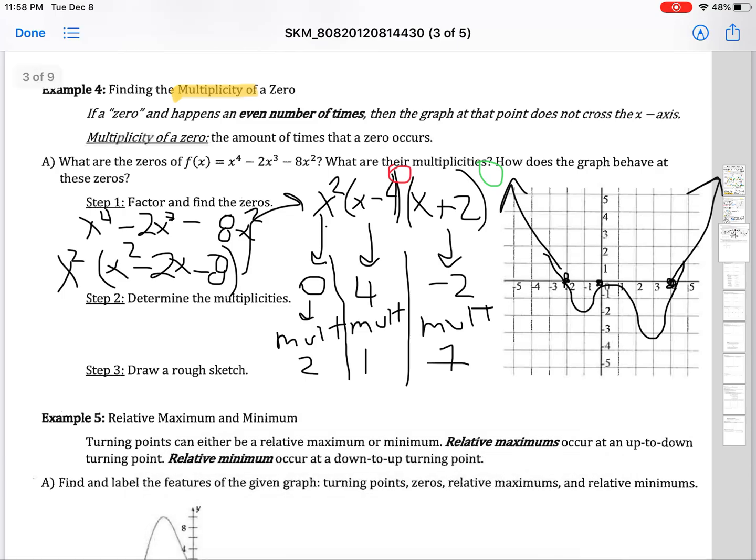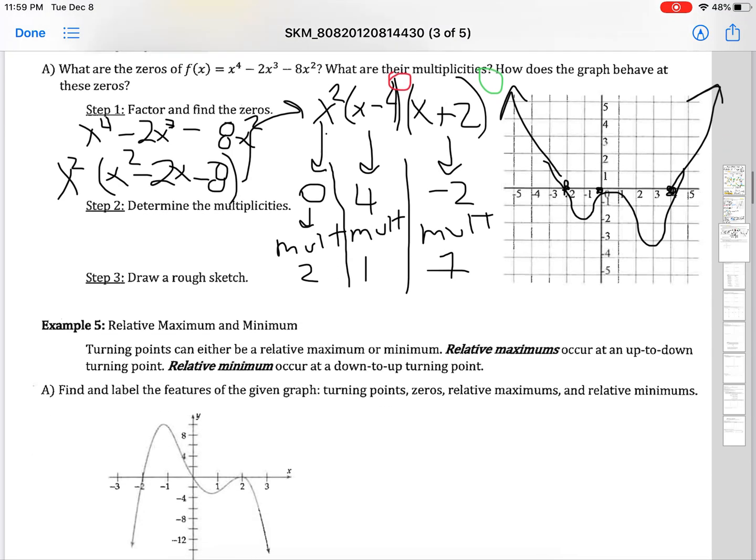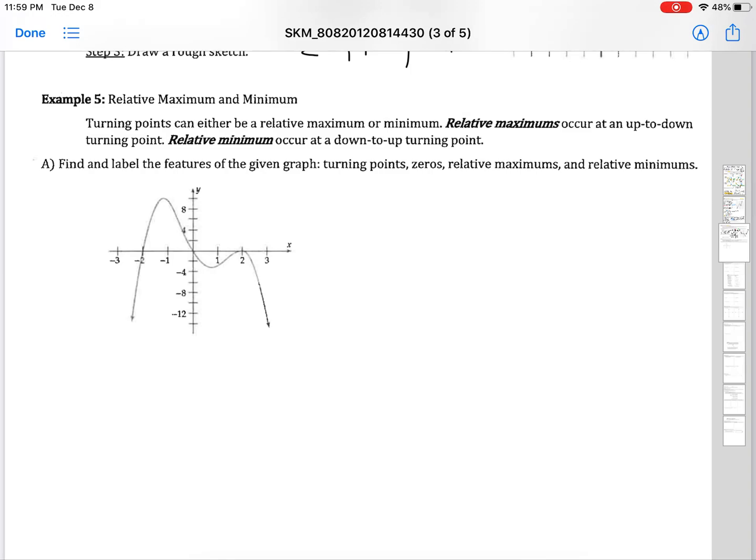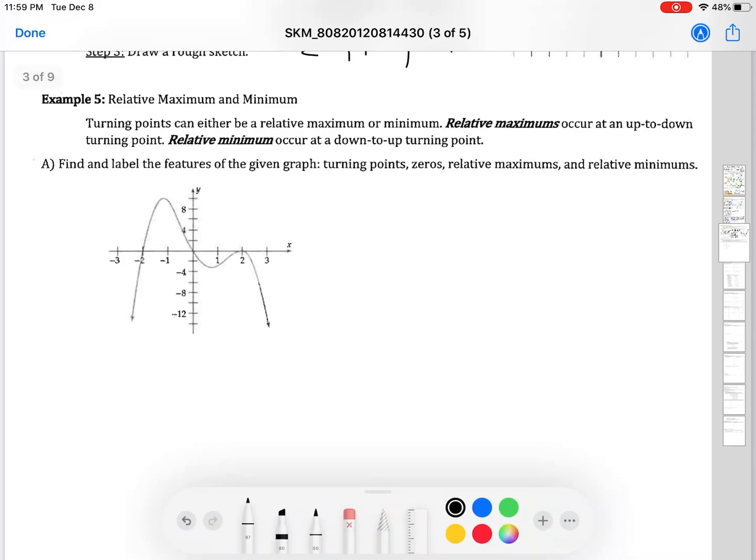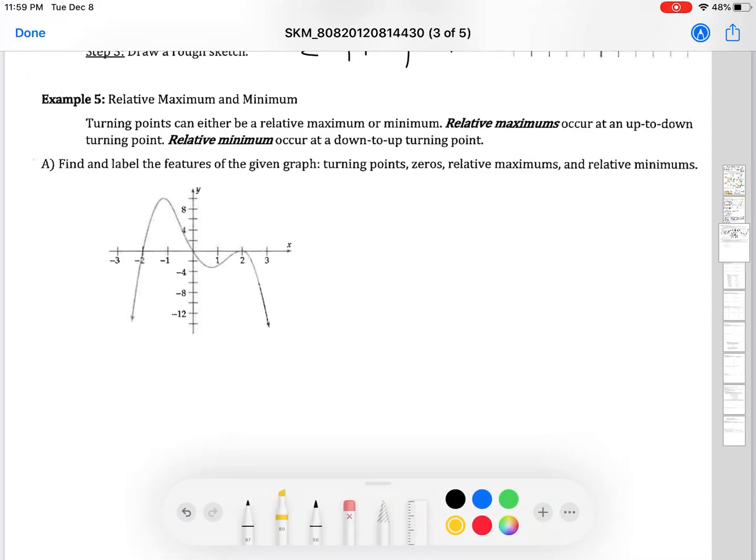Now, again, we've been talking about how you could really use Desmos to help with this. But for example 5, this is really something where it would be helpful, anytime we're looking for a relative max and min. We're really going to be relying on these turning points. Just to clarify, a turning point is where it goes from increasing and switches to decreasing.